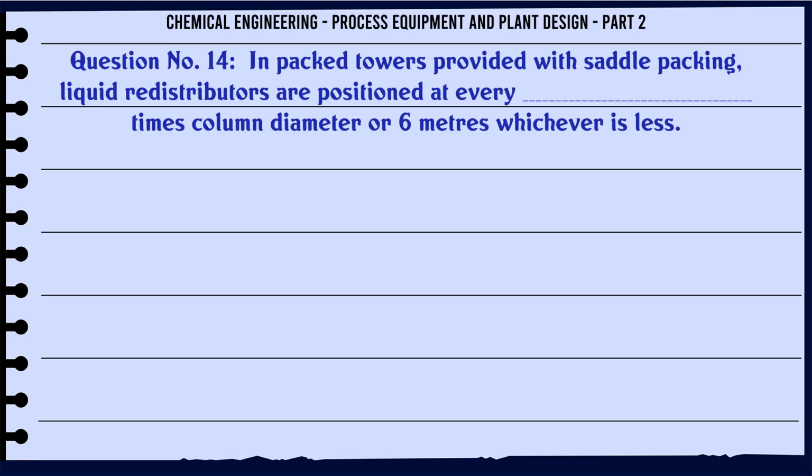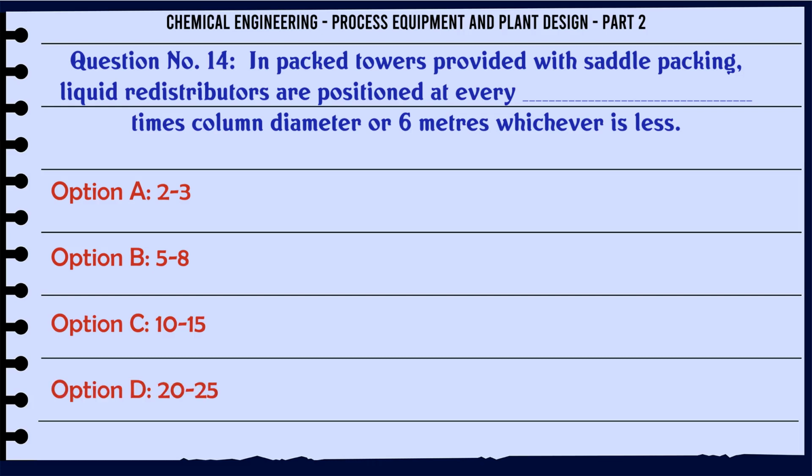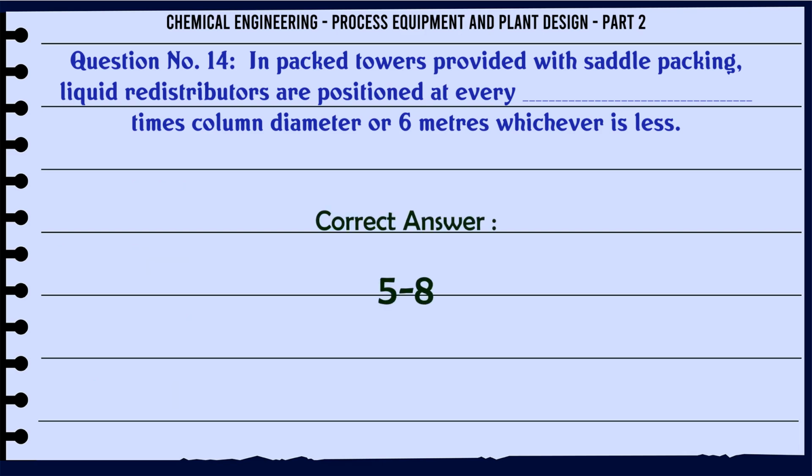In packed towers provided with saddle packing, liquid redistributors are positioned at every blank times column diameter or 6 meters, whichever is less. A. 2-3, B. 5-8, C. 10-15, D. 20-25. The correct answer is 5-8.